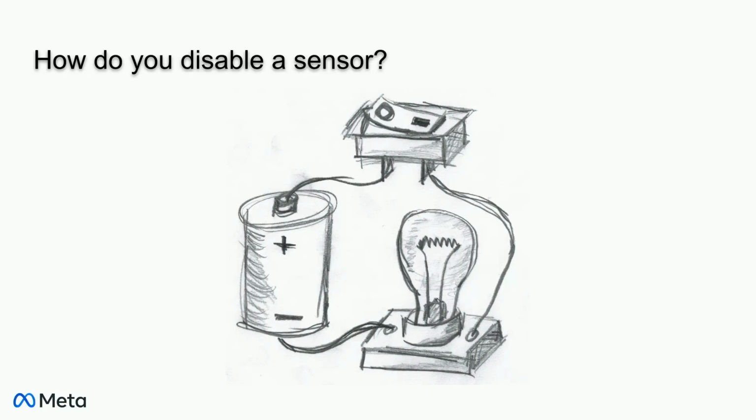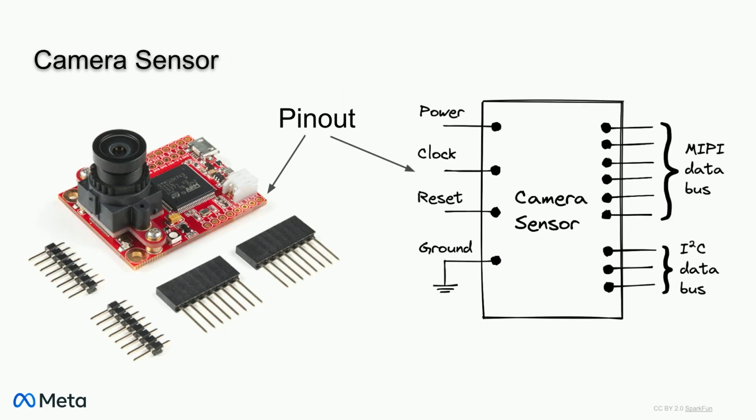The design of the sensor mute switch begins with a fundamental question. How do you disable a sensor? Now, the first and most obvious approach is to simply turn off the power. But if it were that easy, I wouldn't be standing here right now. So let's look at a typical camera sensor and consider the option space.